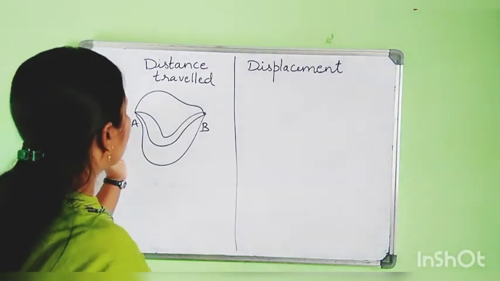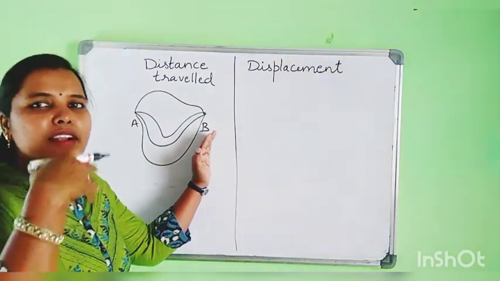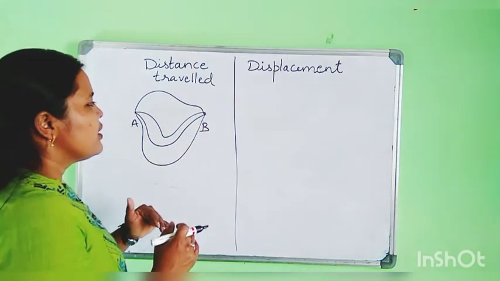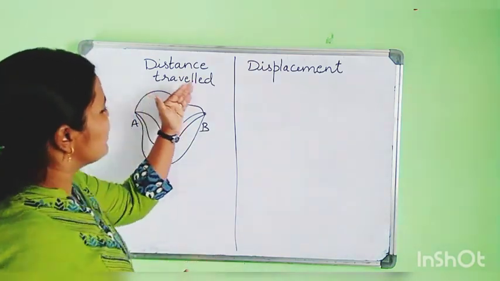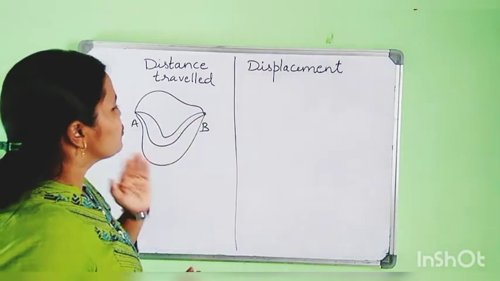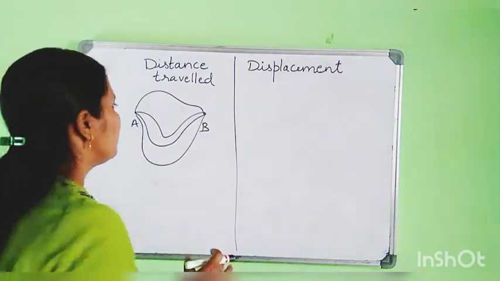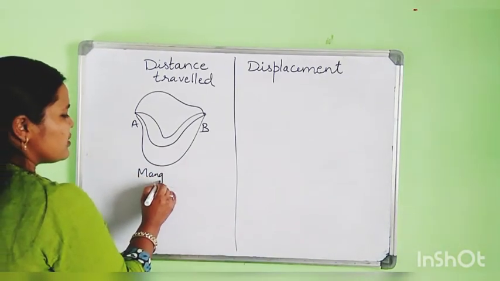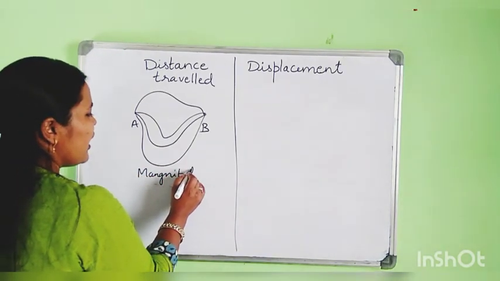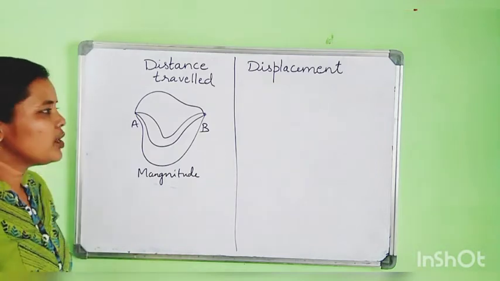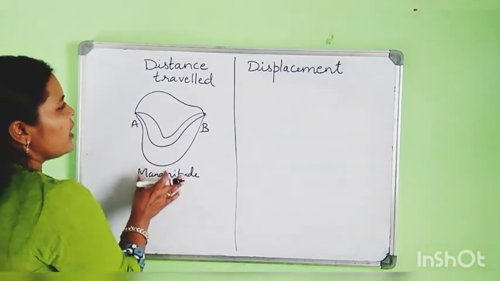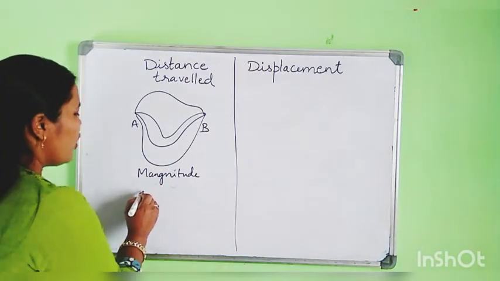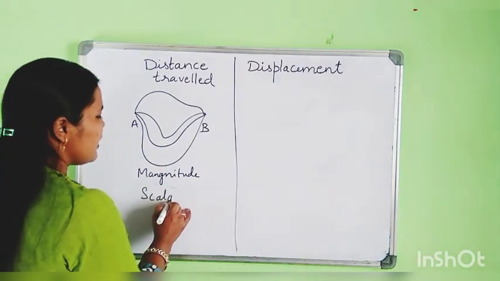It can move from A to B in different paths, right? So it is the actual path, the distance traveled chosen in different paths. Now we have only magnitude in this. We are not mentioning any direction. Understood? Any quantity which has only magnitude is called a scalar quantity.